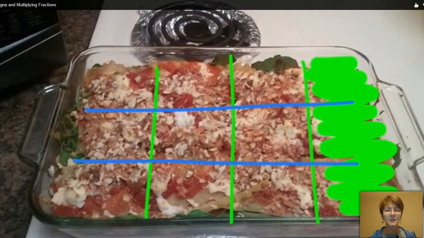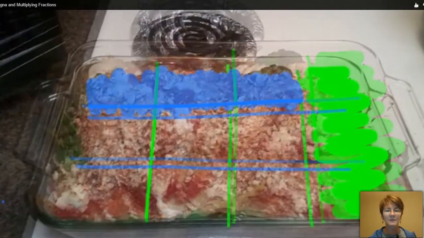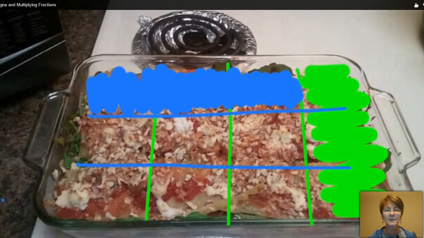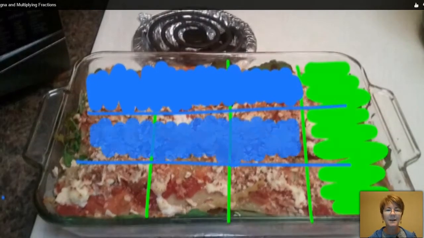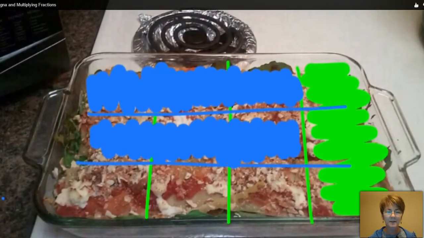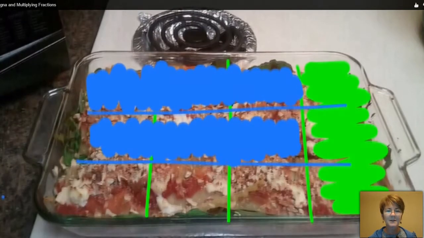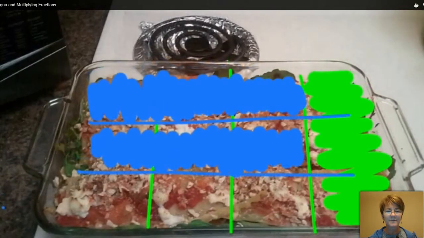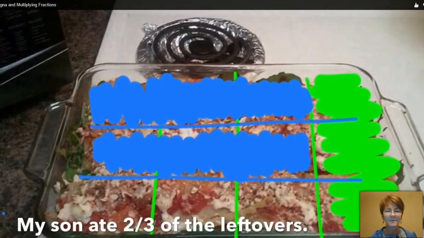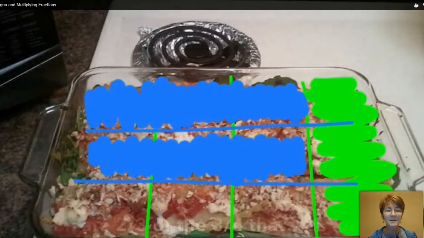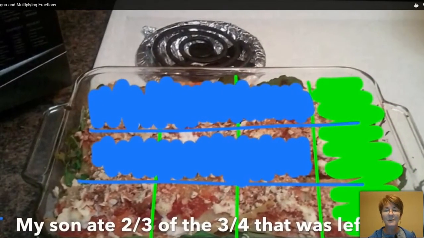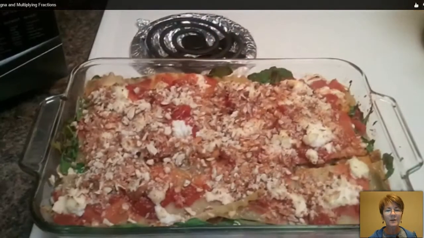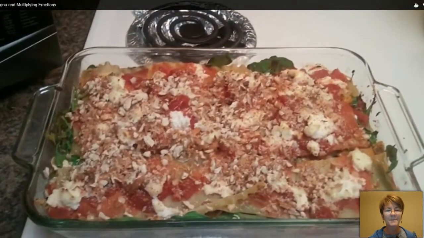So he divided it into thirds. He divided my leftovers into 3/3. He ate one of the thirds of my leftovers. And of course he was still hungry, so he ate another third of my leftovers. So he ate 2/3 of my leftovers. My son ate 2/3 of the 3/4 that was left over of the lasagna. But how much did my son actually eat of the whole pan? You know, that really big pan of lasagna I made?